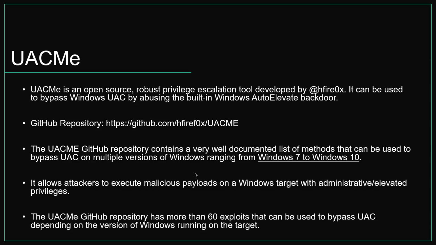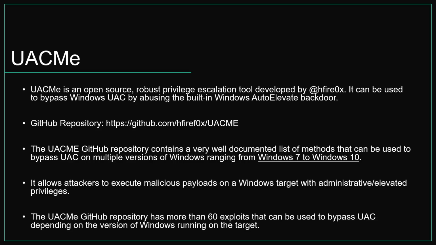Now, the UACMe GitHub repository contains a very well documented list of methods that can be used to bypass UAC on multiple versions of Windows, ranging from Windows 7 to Windows 10. And the great thing about the GitHub repository is it contains a detailed description and documentation regarding the various techniques that you can use to bypass UAC and whether or not they've been fixed, and if they were fixed, what versions of Windows they were fixed in. So in terms of the techniques or the keys, which you'll get to see in a few seconds, you will be able to determine which one will work best based on the version of Windows that's running on the target system that you're trying to elevate your privileges on.